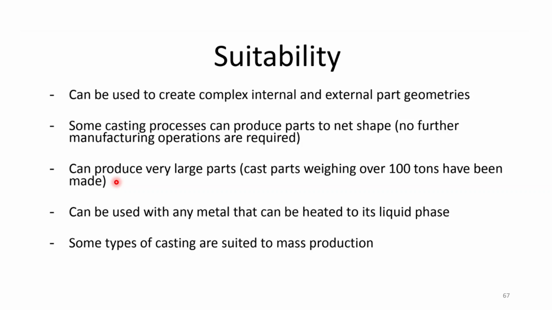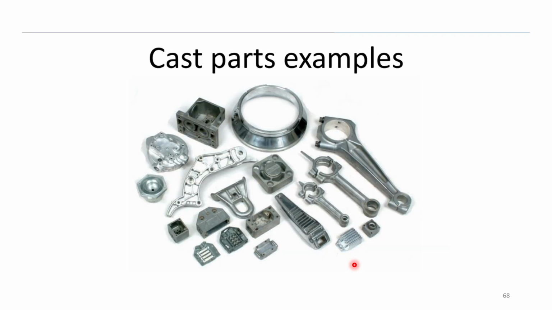It can produce very large parts as well. Cast parts weighing over 1,100 tons have been made. Casting can be used with any metal which can be heated to its liquid phase, and some types of casting are suited to mass production as well. Now these are various parts, most of which are part of some automobile. All these parts are made using casting, and they all have good surface finish as well.